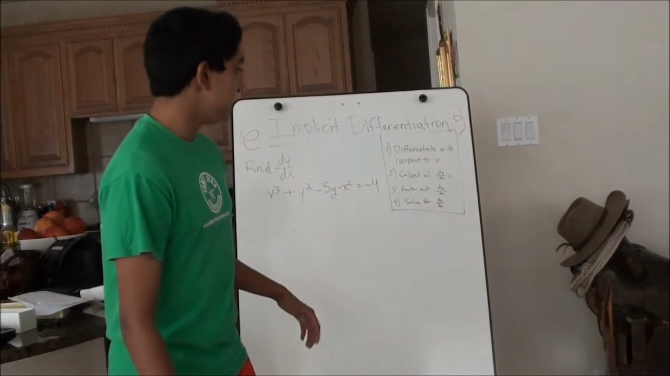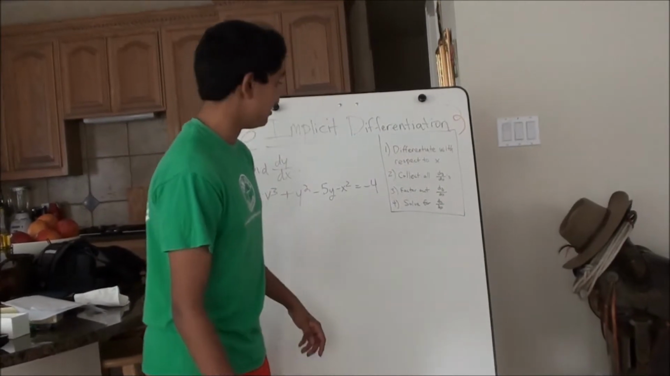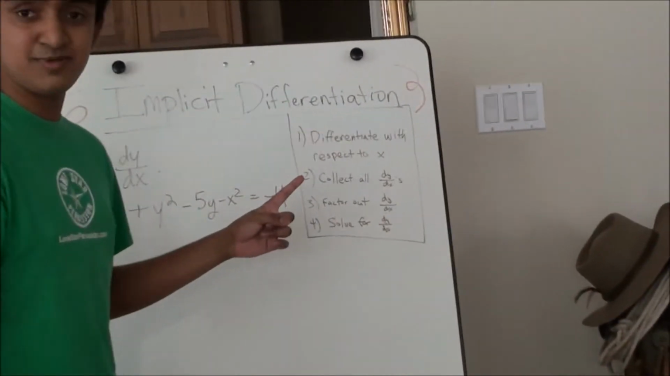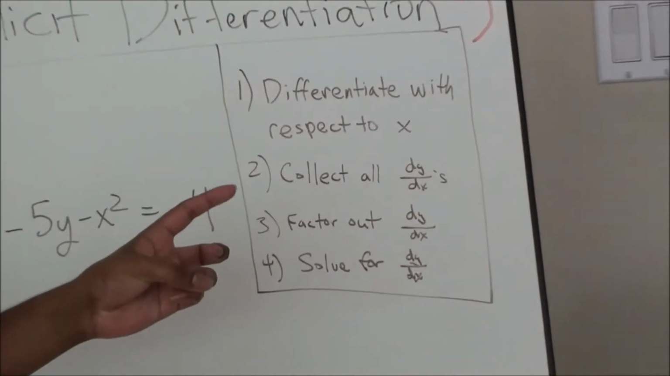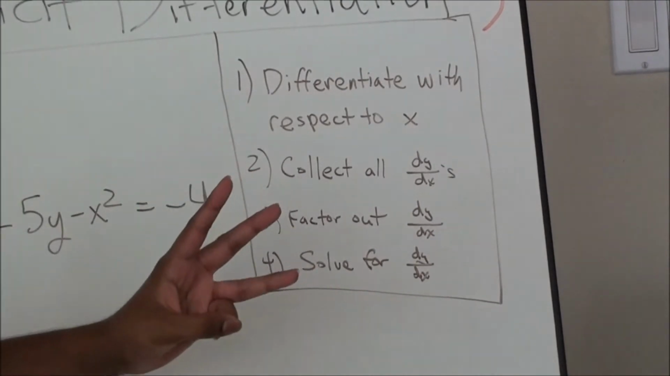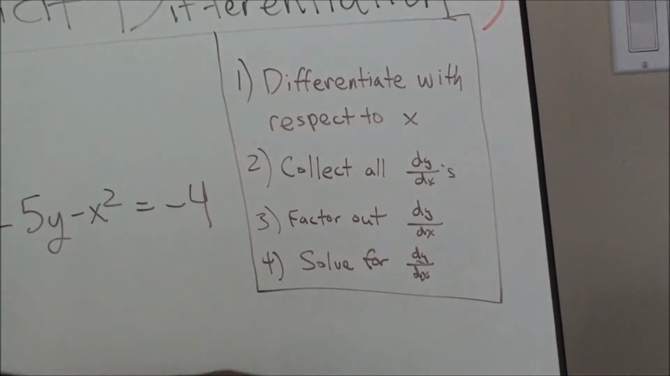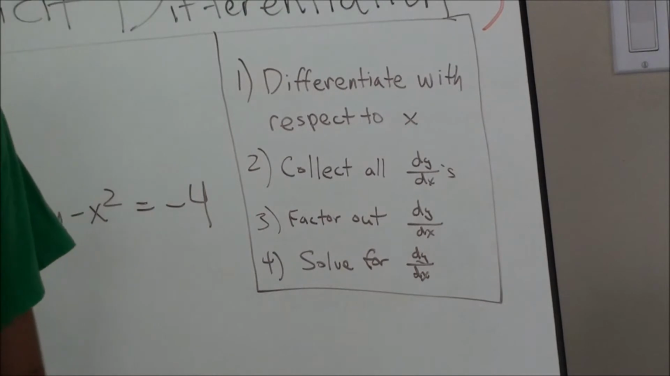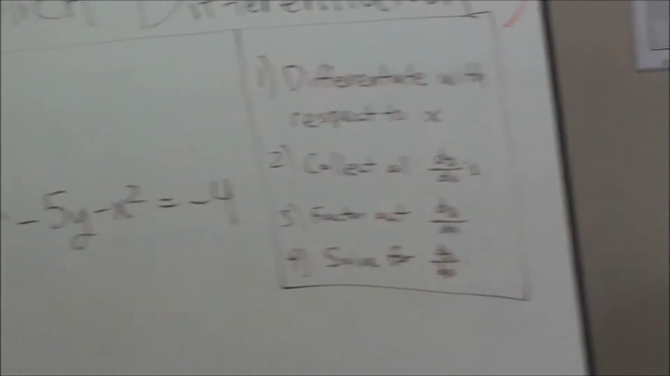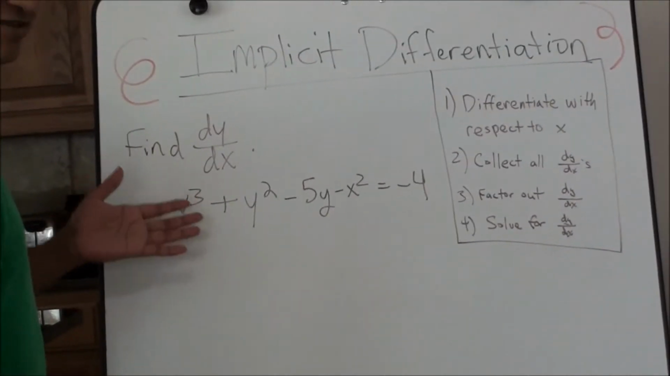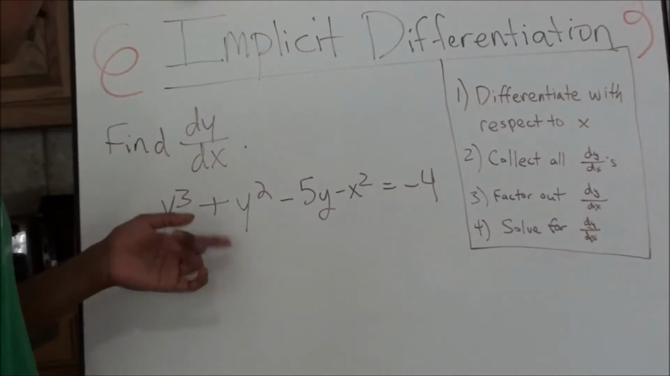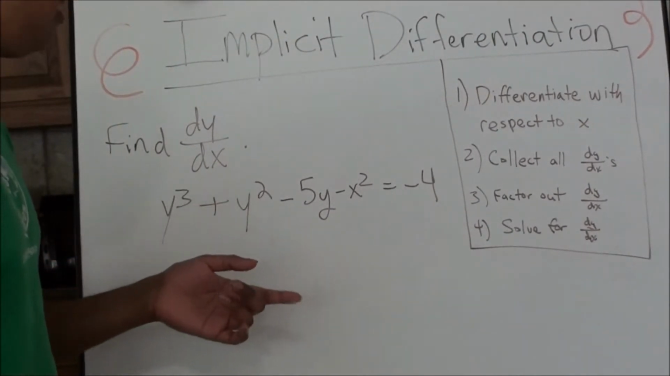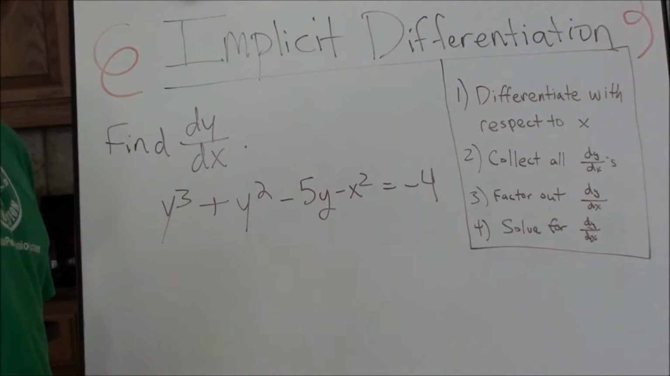So there's four key steps in implicit differentiation. They are differentiate with respect to x, collect all dy/dx's, factor out dy/dx, and then ultimately solve for dy/dx. And we're just going to jump right into a problem. So find dy/dx, our problem is y cubed plus y squared minus 5y minus x squared equals negative 4.